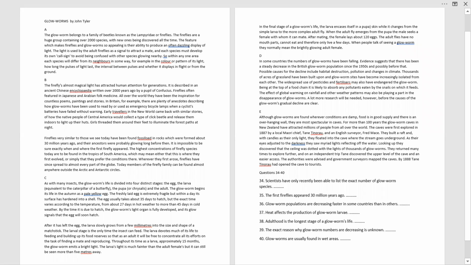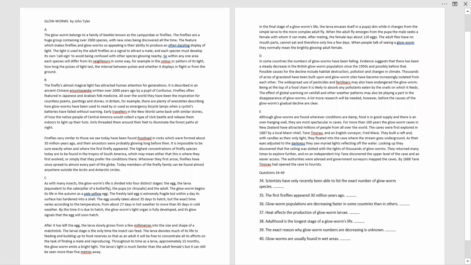Just a second. So here the 36, global glowworm population are decreasing faster in some countries than in others. They are mentioning different countries in paragraph B only, but they're not mentioning the population of them decreasing faster in some countries than in others. So we don't have this sort of thing there. So this is also a not given answer.